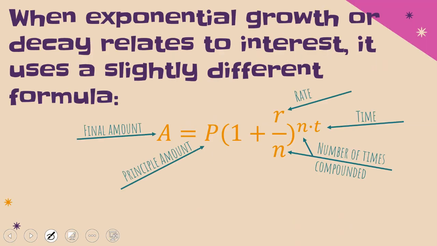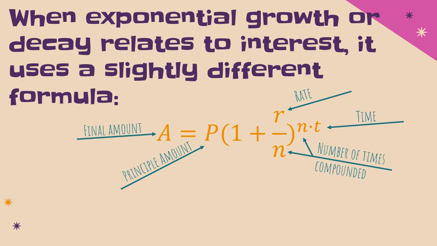Now, one of the big things we look at with exponential growth or decay is interest. And the formula for interest is slightly different. Growth is still a plus and decay is still a minus, okay? However, usually we're talking about growth of money in an account, and the formula is a little different. We still have our final amount, but this time it's A instead of Y. We have our principal amount, which is the amount that you are investing. So that's the amount that you're putting into your account or your stocks or whatever.